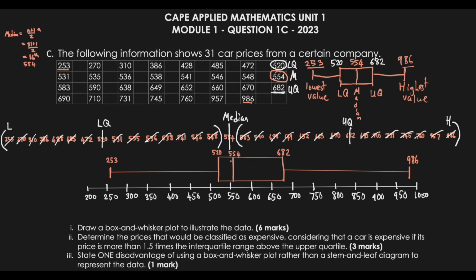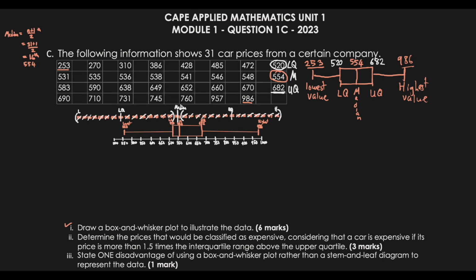All right, so based on this, you can see that this is how it would look. This here would represent the lowest value. Right here would be our lower quartile. Right here would be our median. Here would be our upper quartile. And here would be our highest value. So this here is our box and whisker plot. And looking at this, I could see that it's positively skewed.